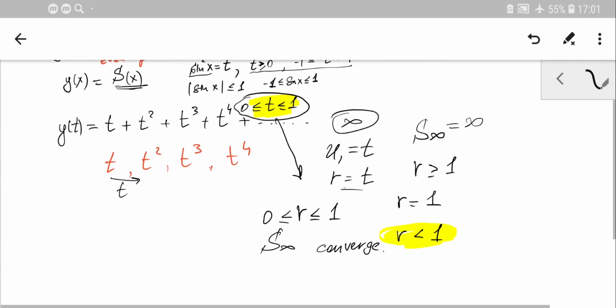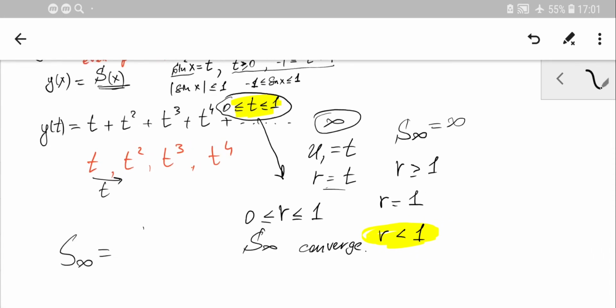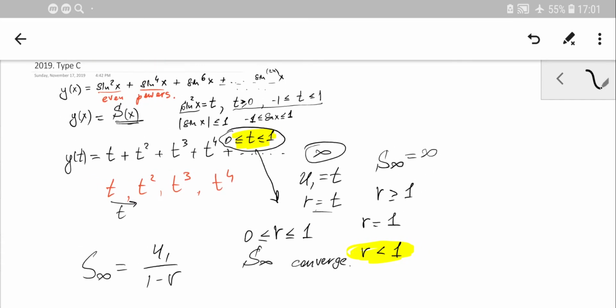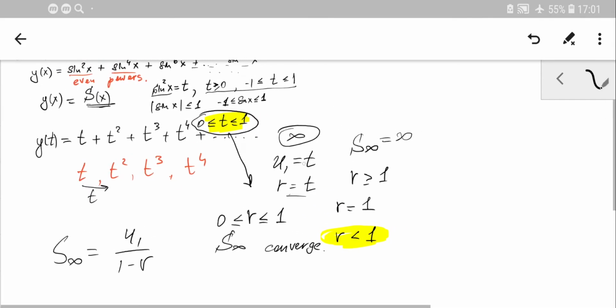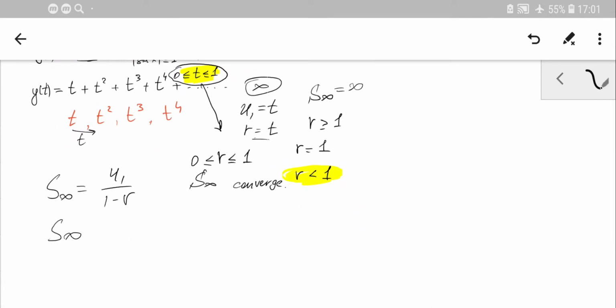So remember the formula, S up to infinity is simply u1 over 1 minus r. Alright, so let's plug in our variables. Instead of u1 we just mark t. So we write S up to infinity is simply t over 1 minus r, and r is simply t. And we understand that in this case t, or r as previously, should be strictly less than 1. So t is not equal to 1 and should be within 0, 0 is okay, but less than 1.